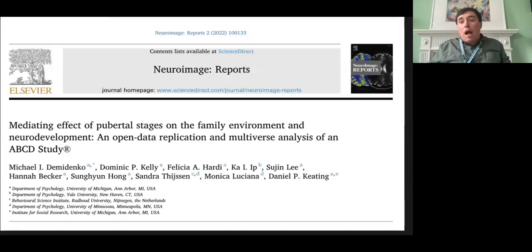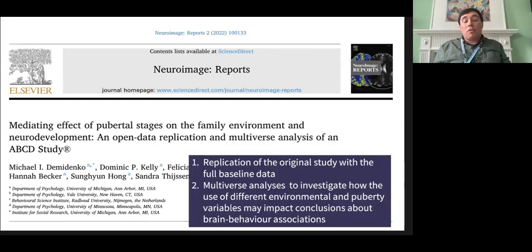So we did. You can read this paper in NeuroImage Reports. I will walk through the two parts of it. It's a two-part study. The first part is a replication of the original study, but with the full baseline data. So operationalizing things the same way they did, but in the full sample. And then the second part is a multiverse analysis to investigate how different ways of operationalizing family environments and puberty may impact conclusions about the brain behavior associations.